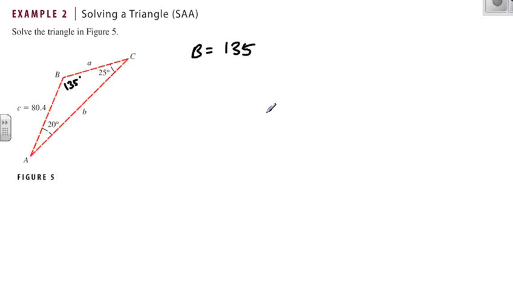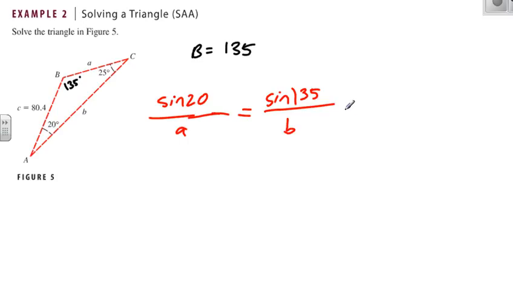Then we can set up our proportions using the law of sines. Sine of 20 over a equals sine of 135 over b equals sine of 25 over 80.4.